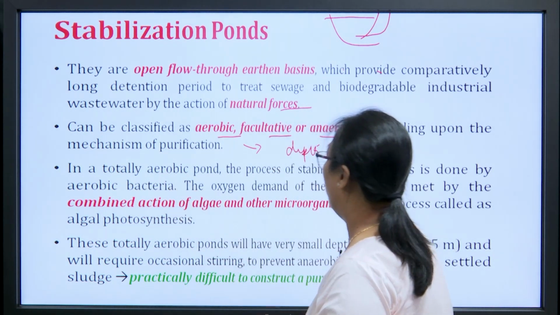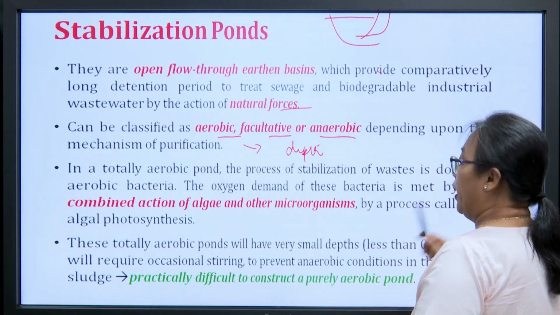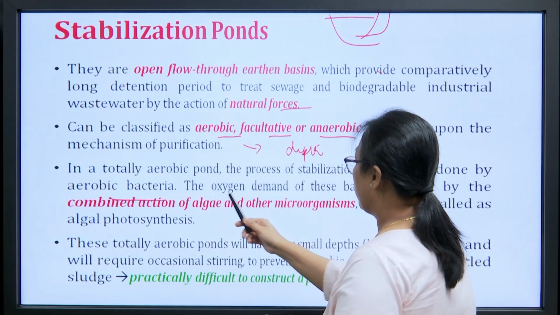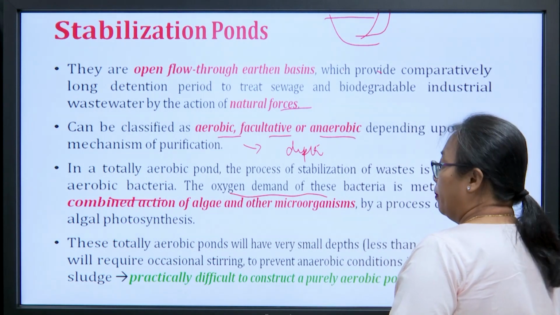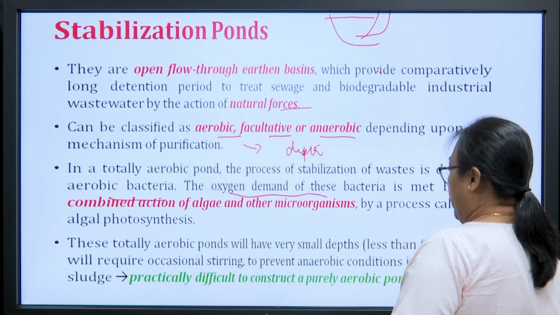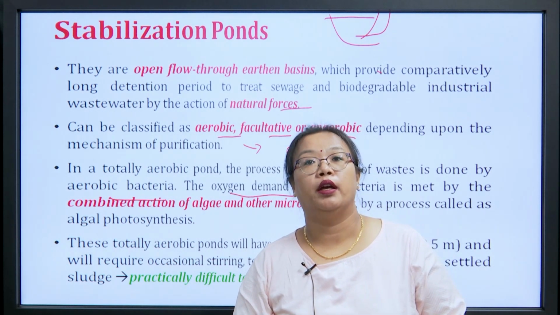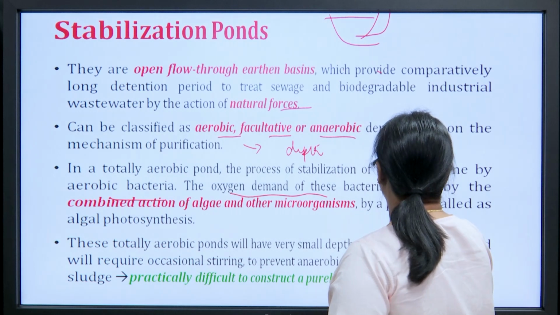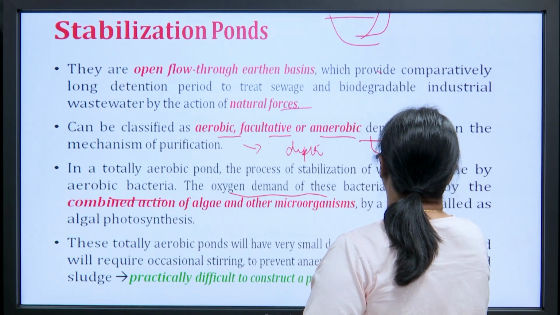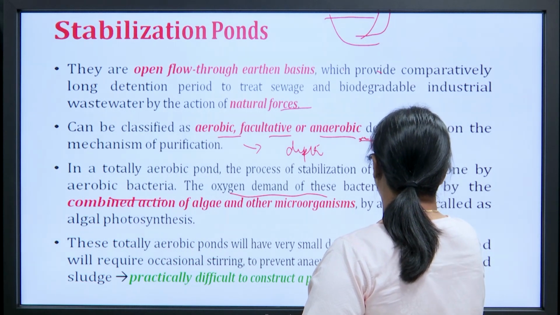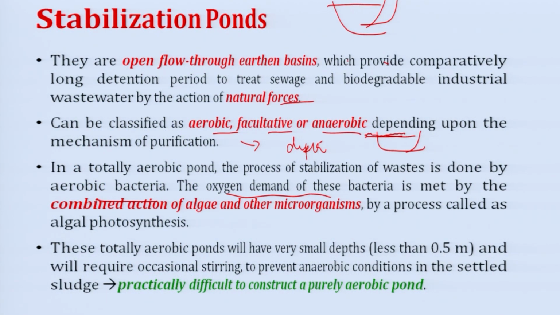So, in a totally aerobic pond, the process of stabilization of waste is done by aerobic bacteria, right. The oxygen demand of these bacteria is met by combined action of algae and other microorganisms by a process called algal photosynthesis. So in aerobic stabilization ponds, on top of the pond you will have algae growth. The algae will photosynthesize and take carbon dioxide from the atmosphere and give out oxygen, and this oxygen will be used by the aerobic bacteria, right.